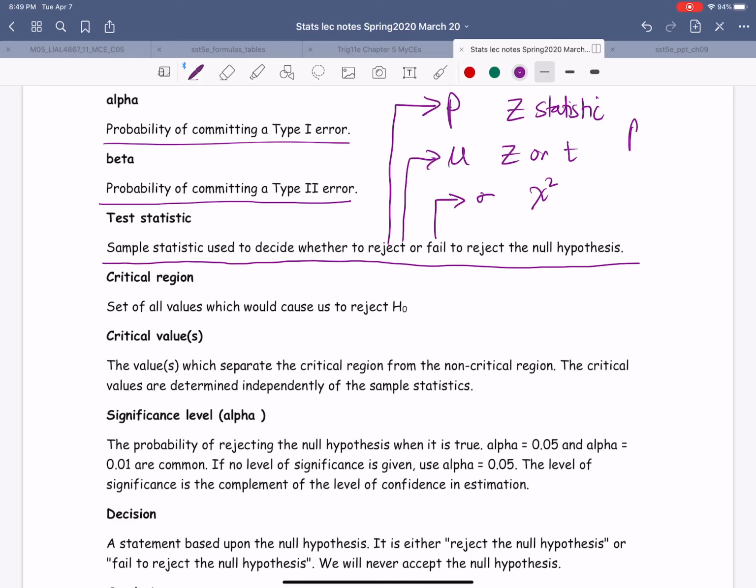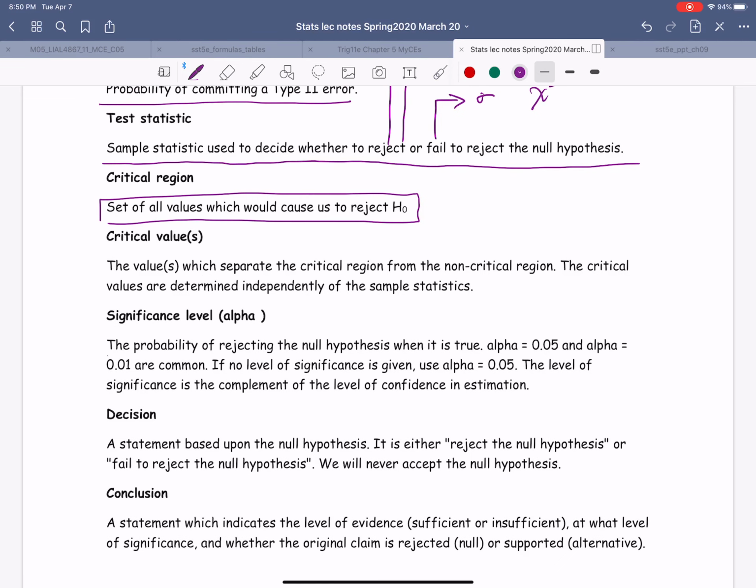The formulas are on page 238 of our notes. So if you want to look at the formulas, we are going to get there soon. They're on page number 238 of our notes. Critical region is the set of all the values which would cause us to reject H naught. Extreme values that would cause us to reject H naught. That would be critical region or critical values.